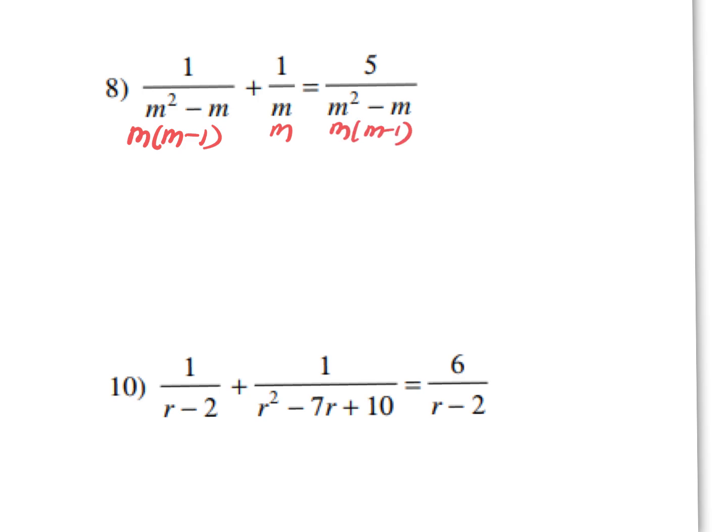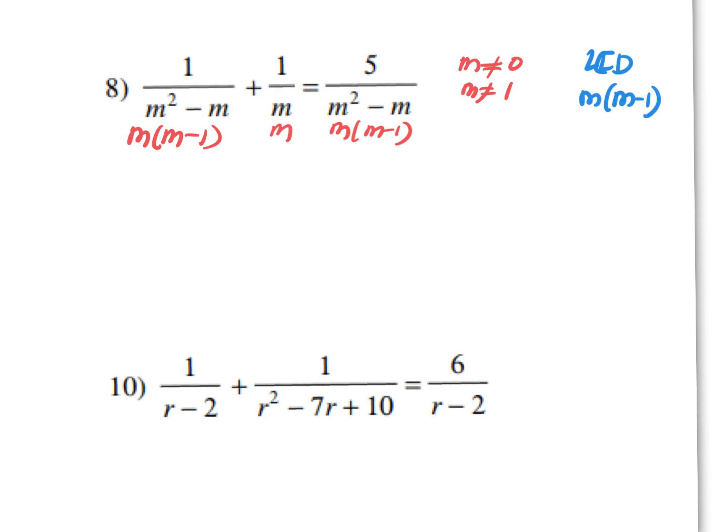So I'm going to do two things. I'm going to say what m cannot be equal to. If I look, m cannot equal 0. That would produce a 0 in the denominator. And then also, m cannot be equal to 1, because if we were to take 1 minus 1 here, that would produce a 0 there. Now looking at my lowest common denominator, I know that I'm going to have an m in it, and I'm going to have an m minus 1.